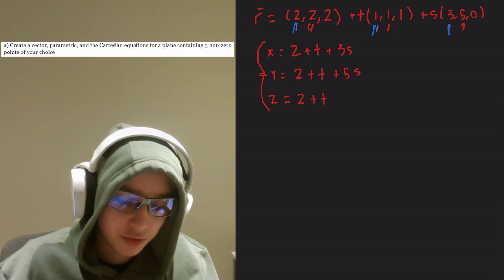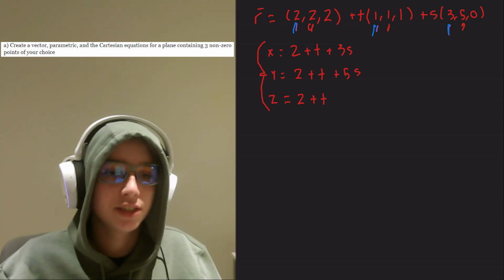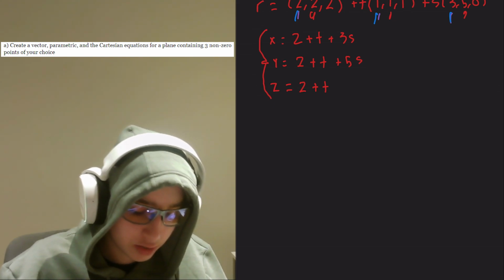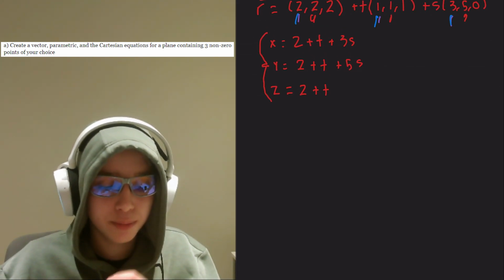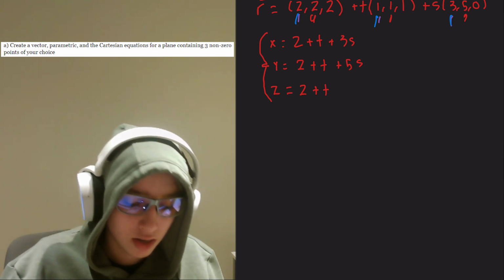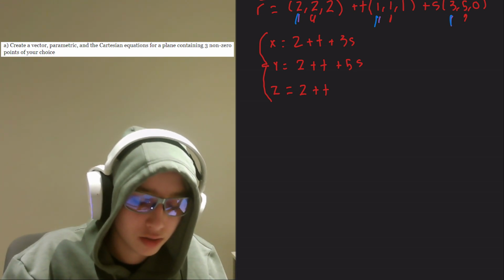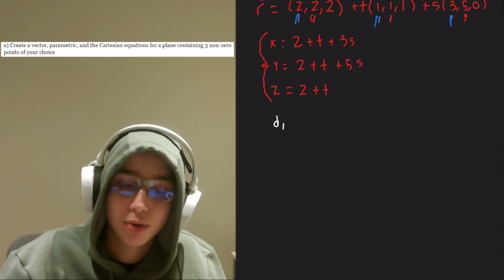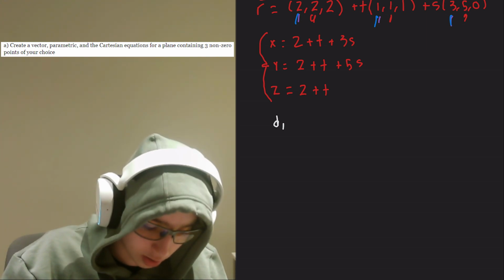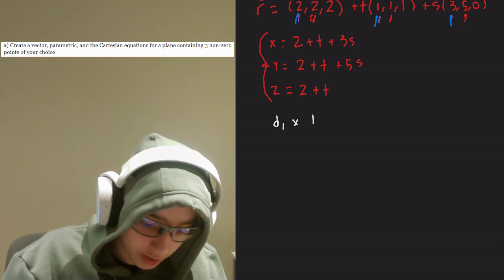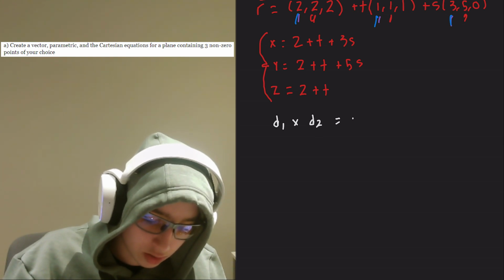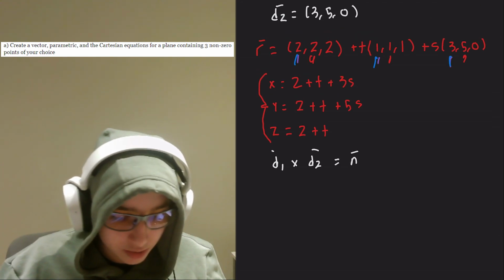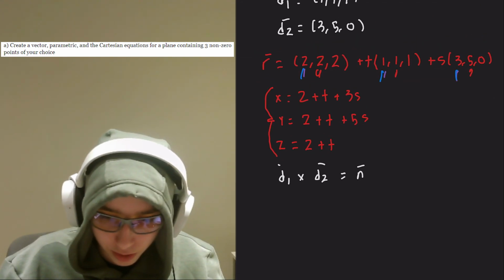And the reason for this is, in order to form a Cartesian equation, we need a normal vector. And a normal vector, if you remember, is going to be perpendicular to our direction vectors. And since we're given 2 direction vectors, d1 and d2, the way we can find our normal vector, which is perpendicular, we can actually cross product them. So if we do d1 x d2, that will give us our normal vector. So now we just gotta write out our direction vectors and compute the cross product.